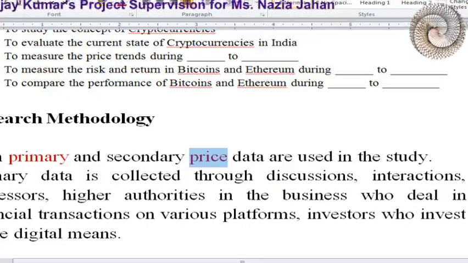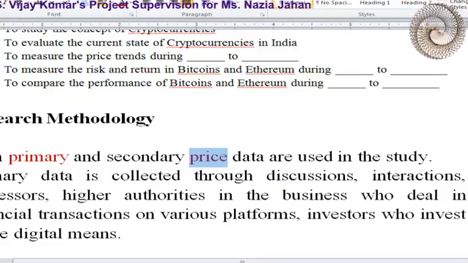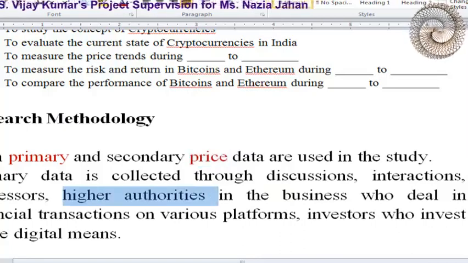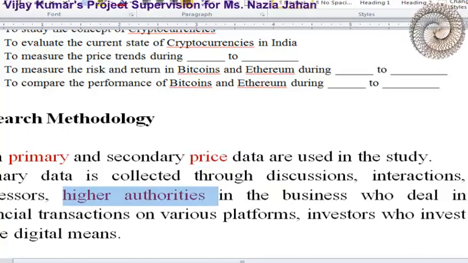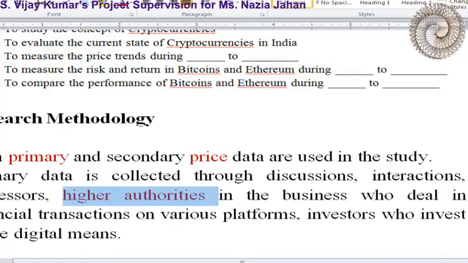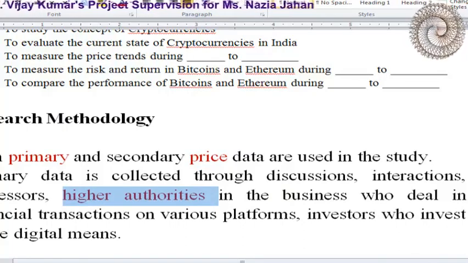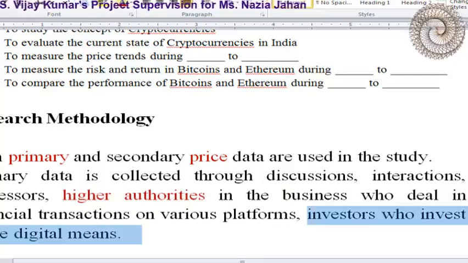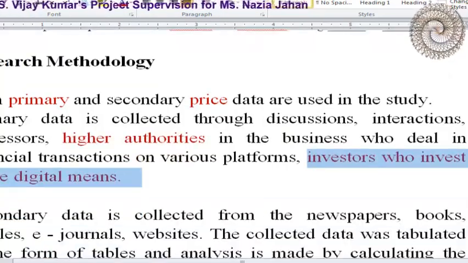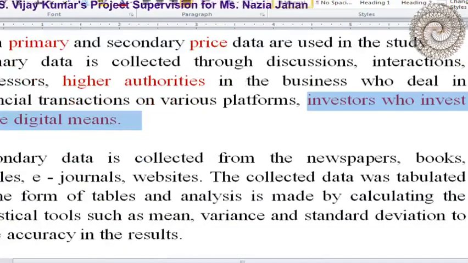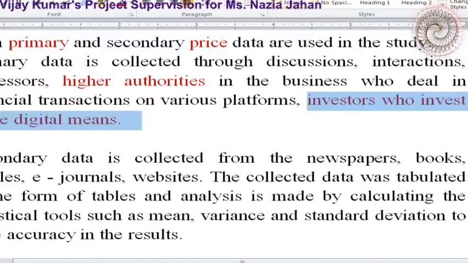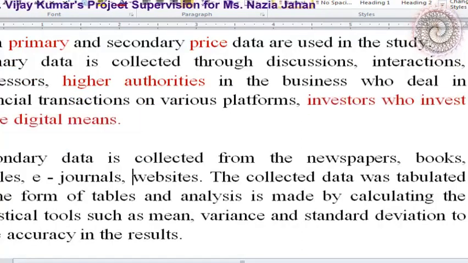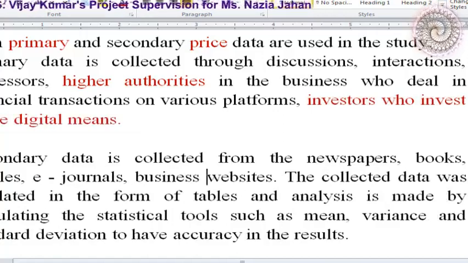Primary data is collected through discussions, interactions with professors, higher authorities. Who are the higher authorities? You did not go anywhere, in the business, who deal in financial transactions and various platforms, investors who invest in digital means. Any investors who are investing? So, better you avoid that. Secondary data is collected from newspapers. Your seniors, your super seniors, have written like that: books, articles, e-journals, websites, business websites, or financial websites, you can write.